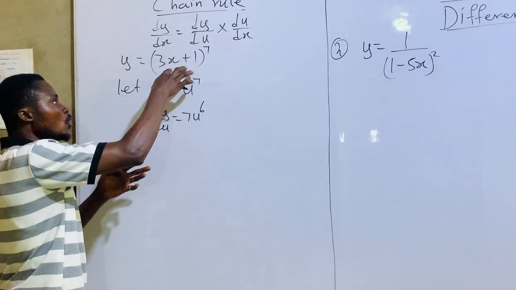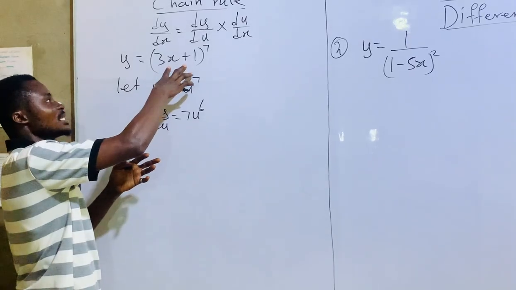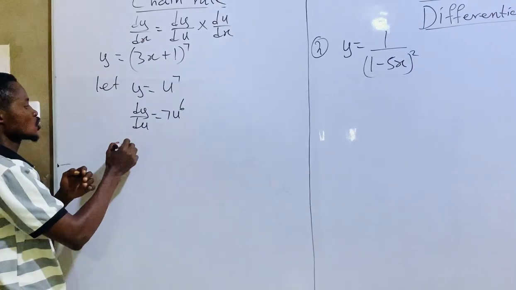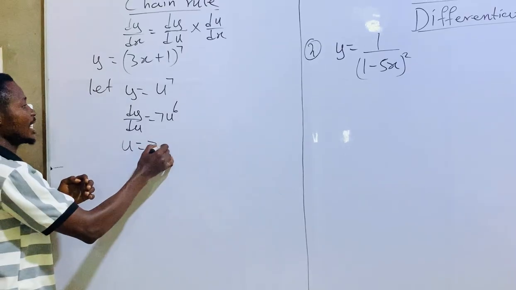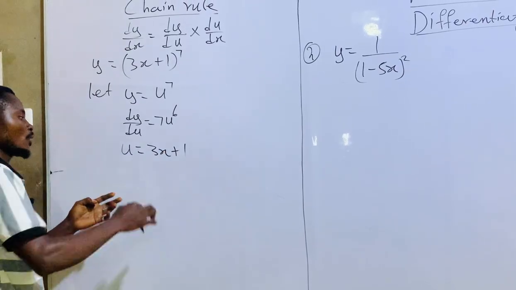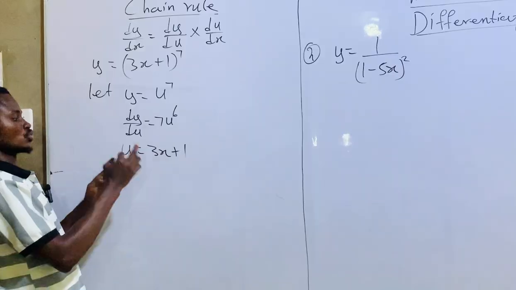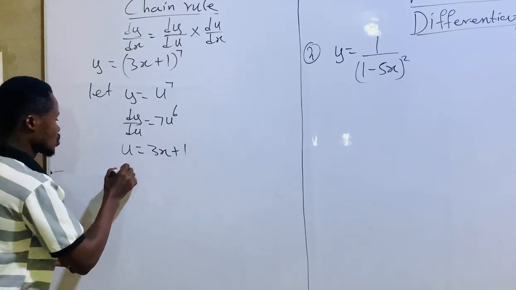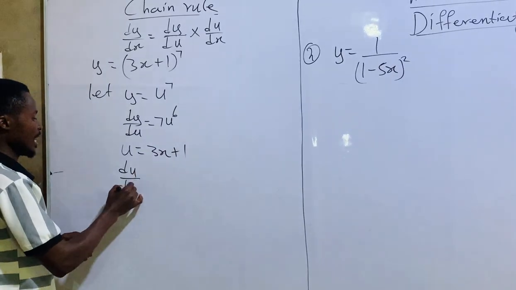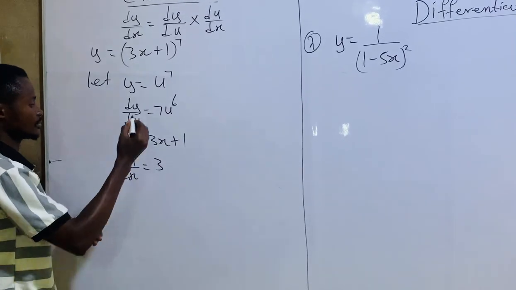Now, the next thing is that you have to get what is here, which is u. But what is being replaced at the u is 3x plus 1. So our u will be equal to 3x plus 1. Then we are going to differentiate the u with respect to x. So our du over dx equal to 3.